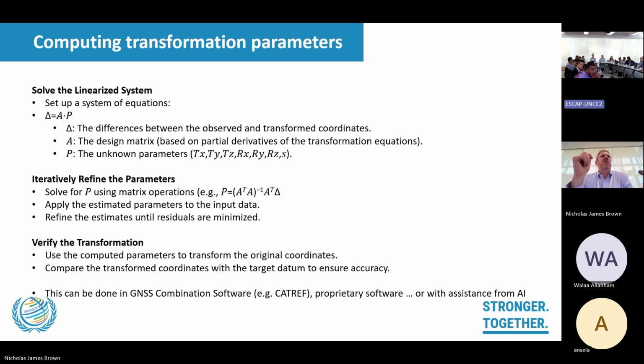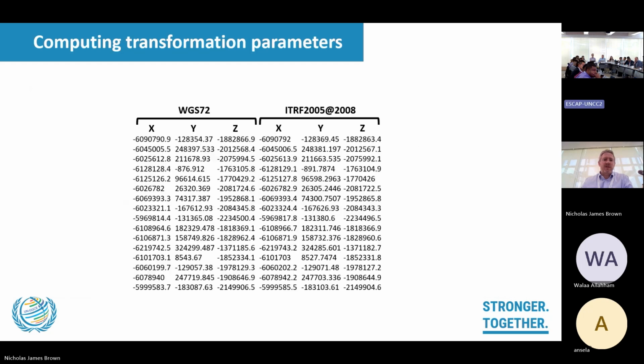So there's software like GNSS, CatRef, or other different proprietary software. And just for fun, I also wanted to try this with the assistance of AI. Let's see how this goes. So we've got WGS72 on the left, ITRF 2005 on the right.